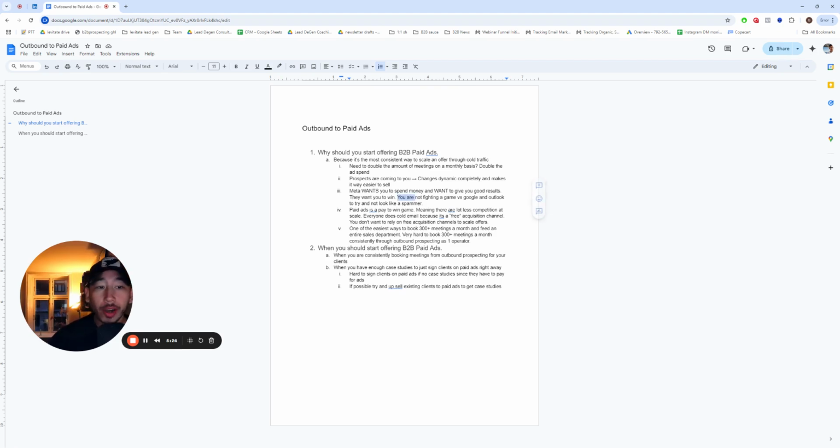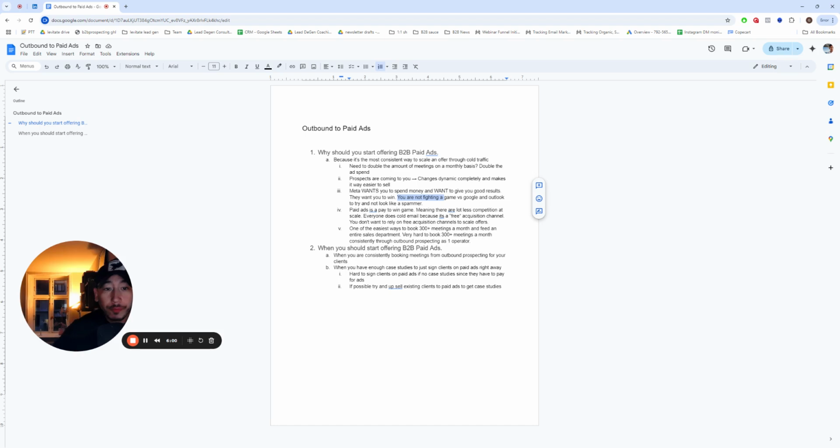And that means that you are not fighting a game versus Google and Outlook, where you're trying to not look like a spammer. You're trying to get away from all the restrictions they put on something. And it's always this game of cat and mouse with Google and Outlook, which is fine. It's not that we cannot get around it, and there are always ways to get around it. But just know that when you're doing paid ads, they are on your side, and that's a very awesome thing, because they want you to win. Where it's a little bit of another dynamic on Google and Outlook.